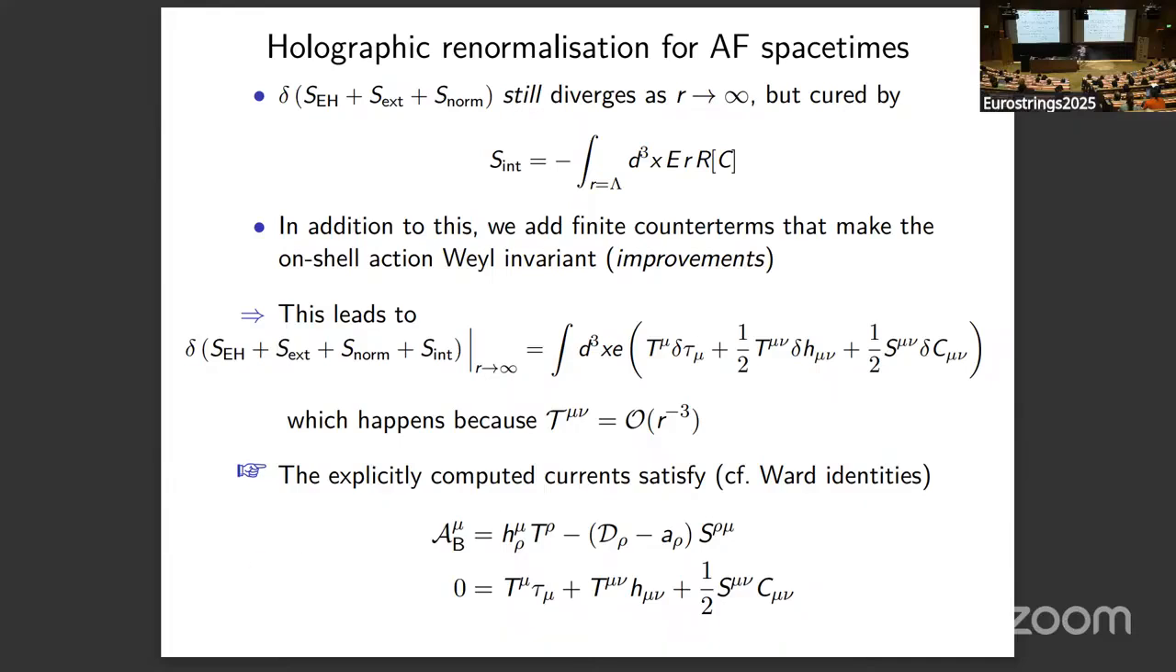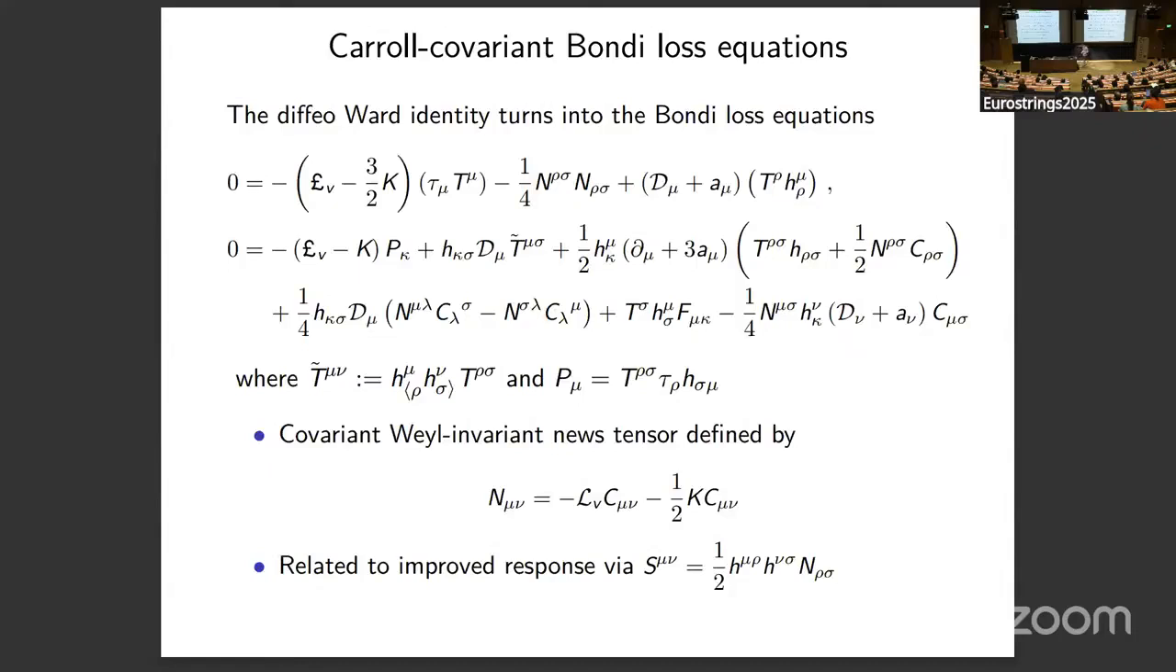Very good. So the diffeomorphism Ward identity turns into a covariant version of the Bondi loss equations. They look like this. I'm just flashing it here to say that there's an explicit result that reduces to known results when you sort of gauge fix further. And this N, in case you're wondering, is sort of a Weyl invariant version of the News tensor. So usually the News is just the retarded time derivative of the shear. And this is, if you take v to be like minus du, and k to be 0, roughly that.